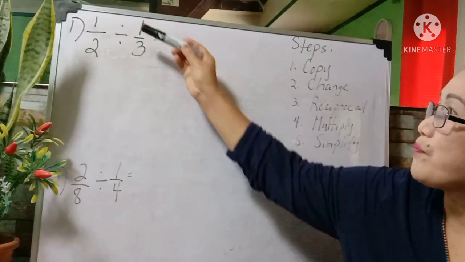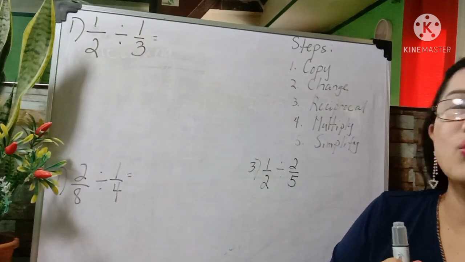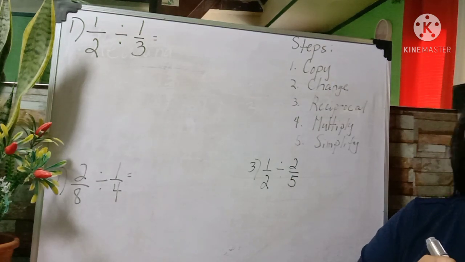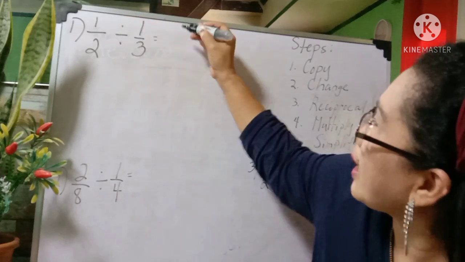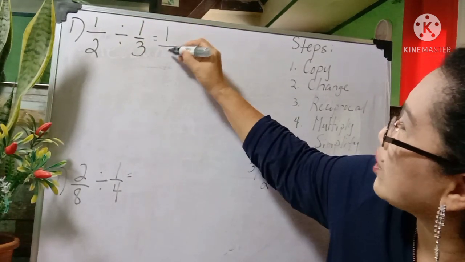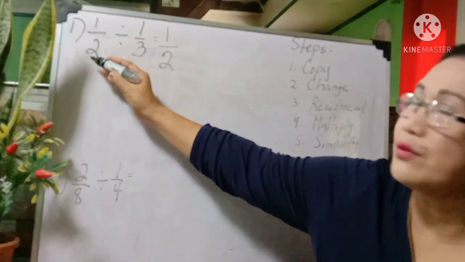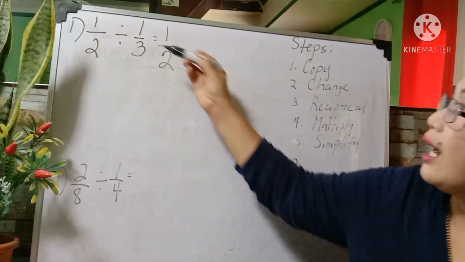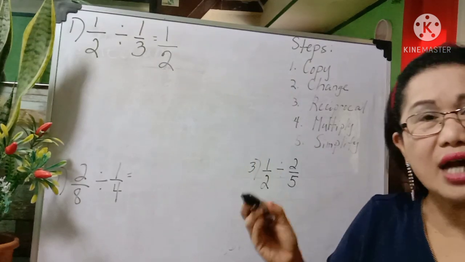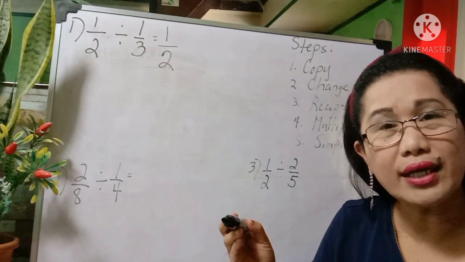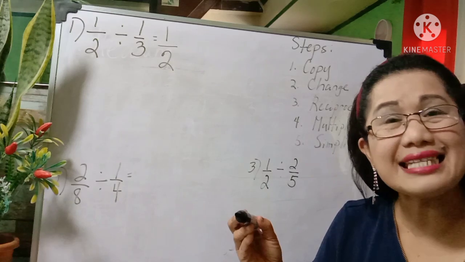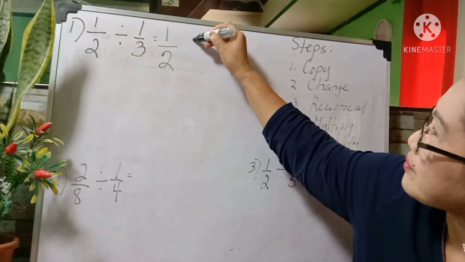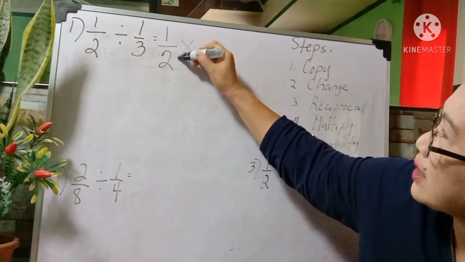Okay, so I have here 1 half divided by 1 third. Ngayon, sundin po natin ang 5 steps. Copy, meaning, ika-copy lang po natin ang first fraction. So you have copied already 1 half. Pagkatapos nun, iti-change mo. Meaning, ang division, iti-change mo siya sa multiplication. Kasi sabi ko kanina na ang division is the inverse of multiplication. So, papalitan mo na po ang division ng times.